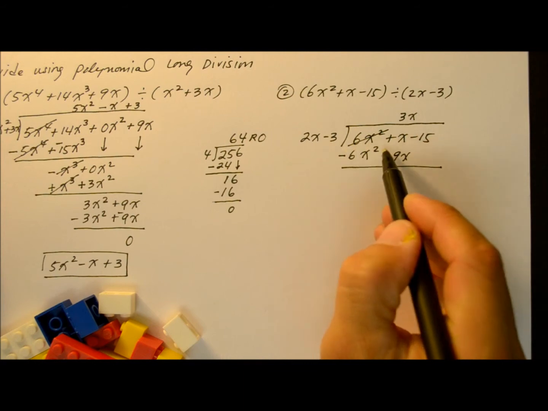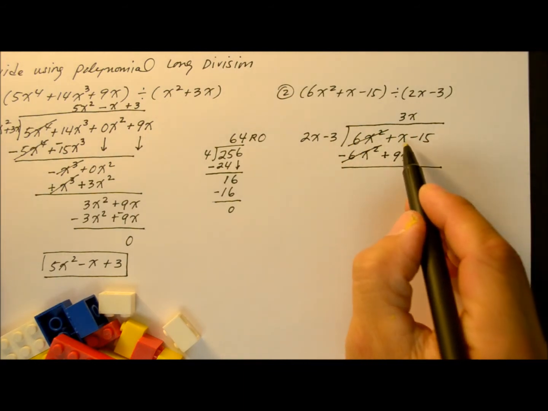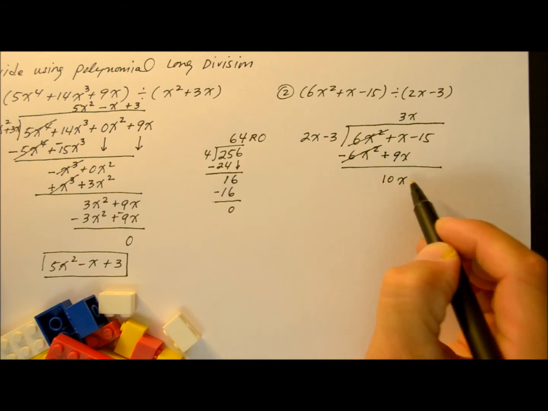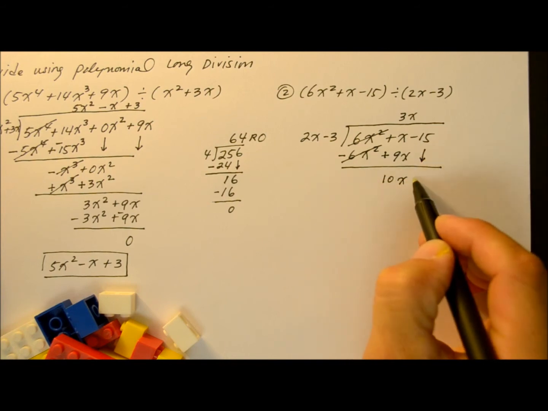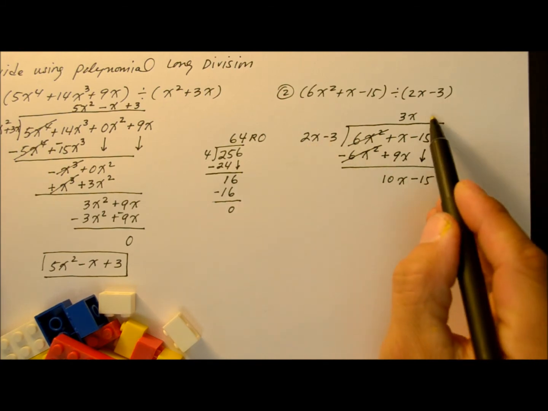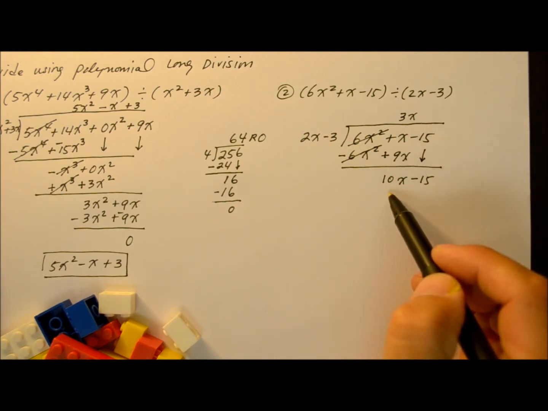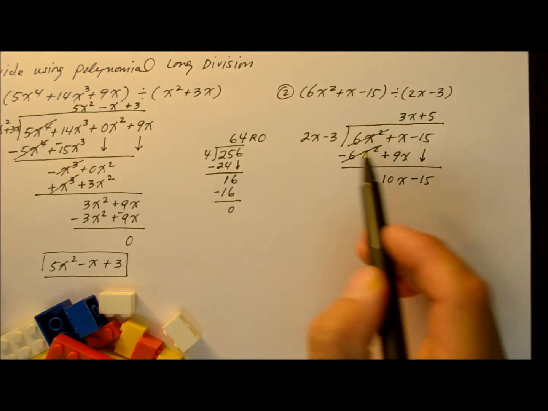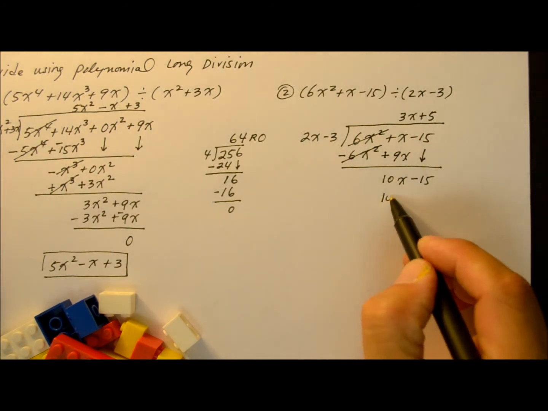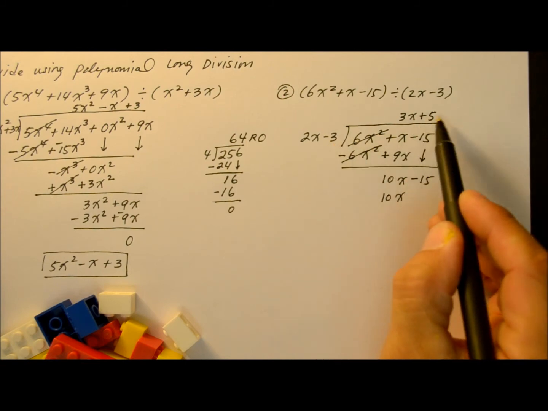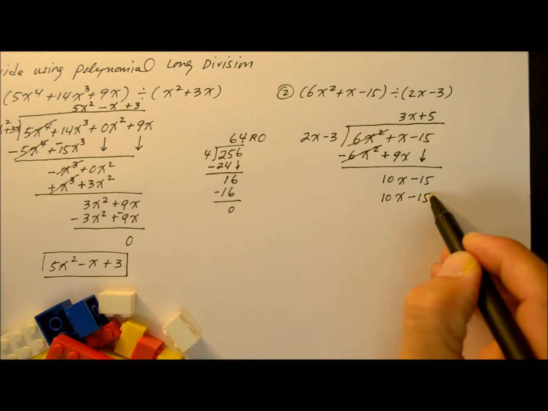So 6x squared, negative 6x squared becomes 0. 1x, 9x added together becomes 10x. Bring down the last term, minus 15. 2x times what will give you 10x? Yeah, positive 5 or plus 5. So 2x times 5 is 10x. Match it up exactly. But negative 3 times 5 is negative 15.